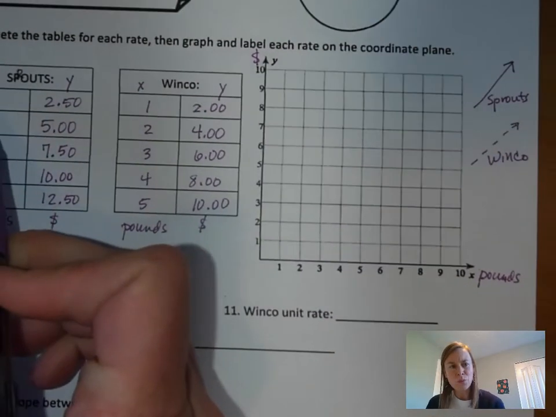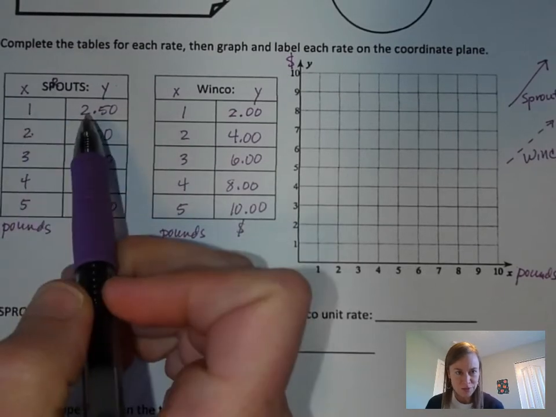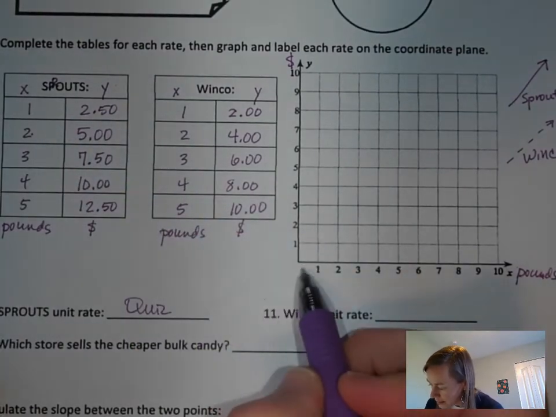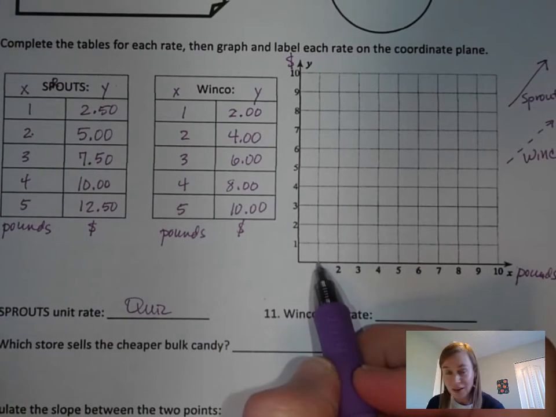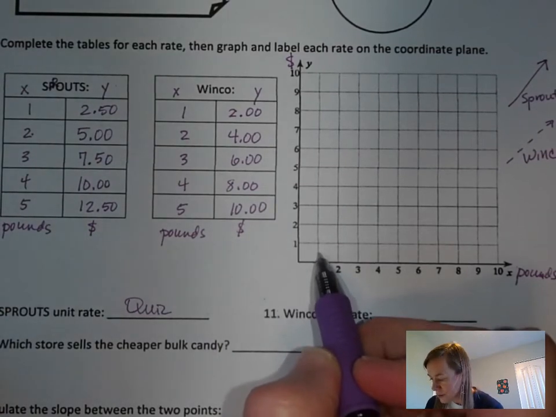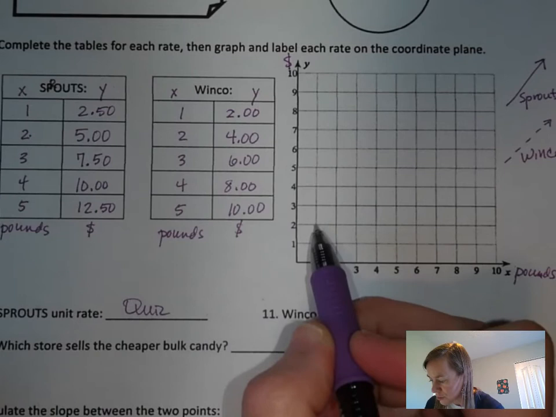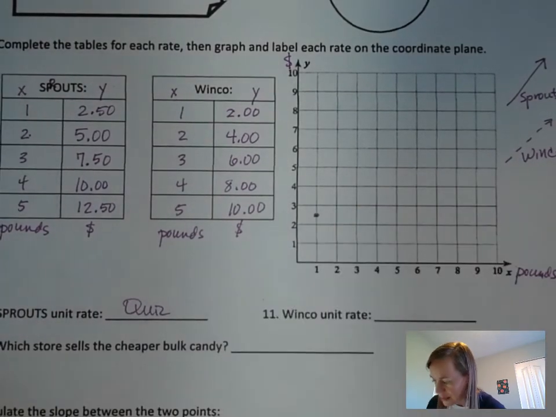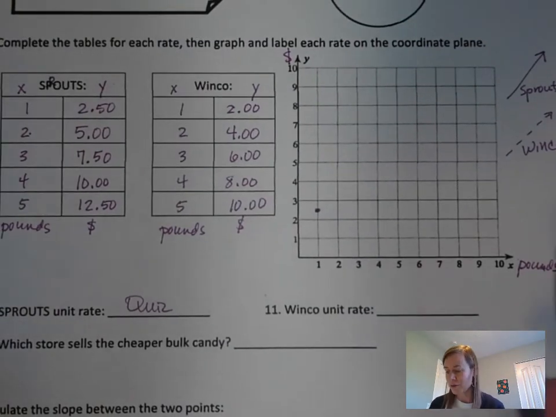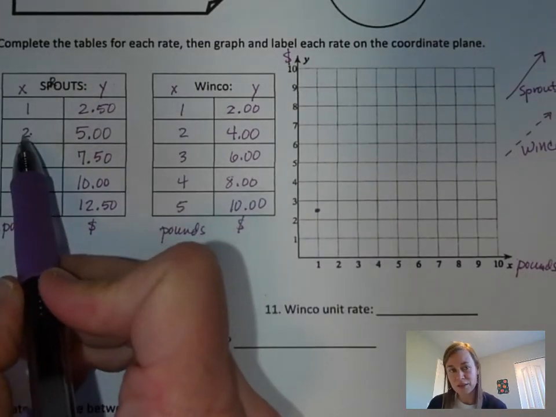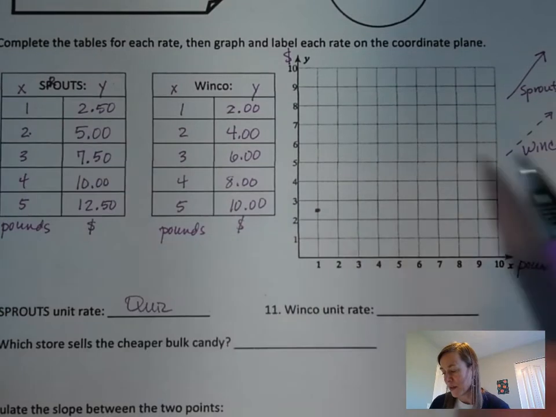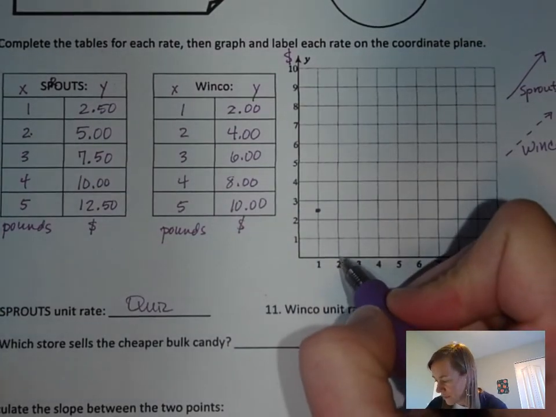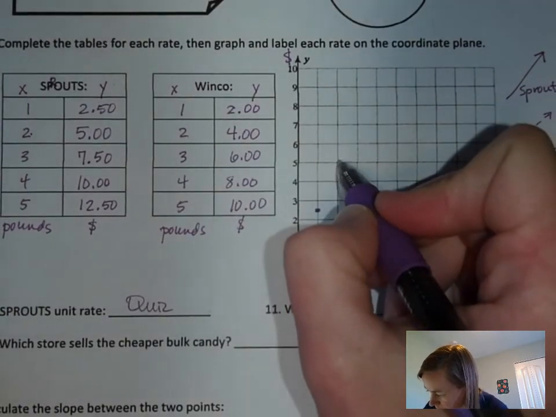Okay, so for Sprouts, 1 pound costs $2.50. So let's go and find 1 on the x-axis right here. And that's going to cost us how much? $2.50. So 2 is right here, and $2.50 would be halfway between 2 and 3. So that's just going to go right there. Where's our next dot going to go? Let's see, we have the 2 pounds, so 2 is going to be $5. So our 2 pounds here is going to be a 5 up here, so go all the way up here.